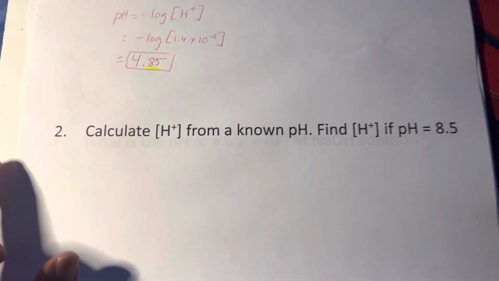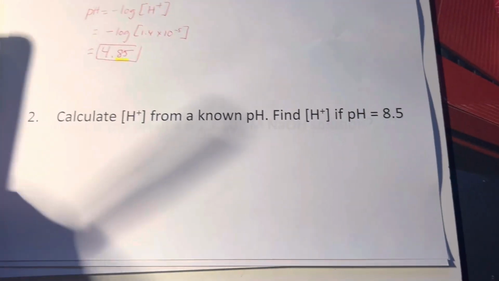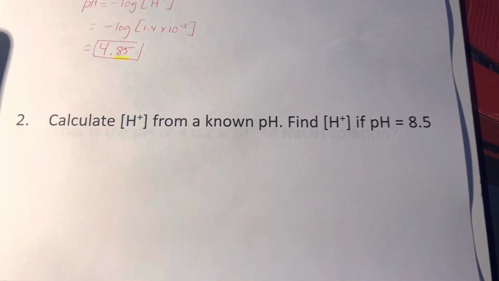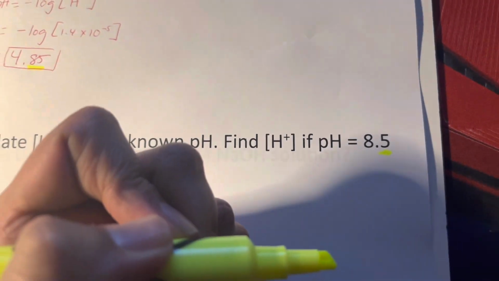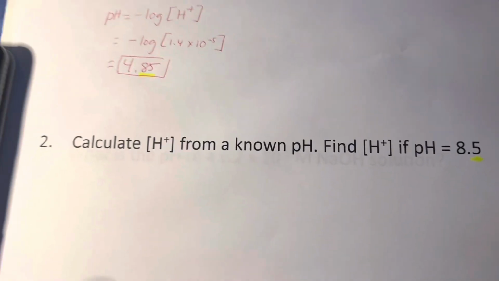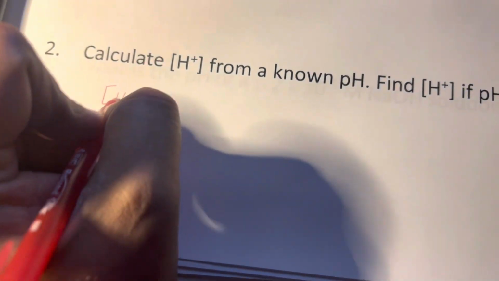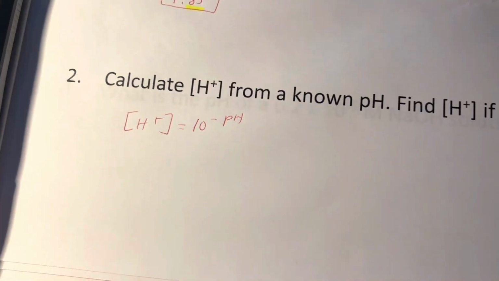All right, so calculate the hydrogen ion concentration from a known pH if it is 8.5. Just by looking at this, our pH is 8.5, so I have only one sig fig, which means my final answer can only have one significant figure. To find the concentration of H plus, it equals 10 to the negative pH. 10 to the negative 8.5 equals the following. So how do I do this?